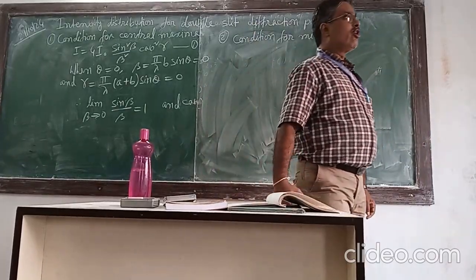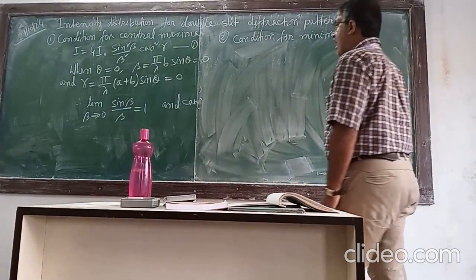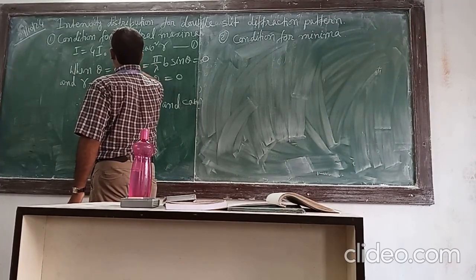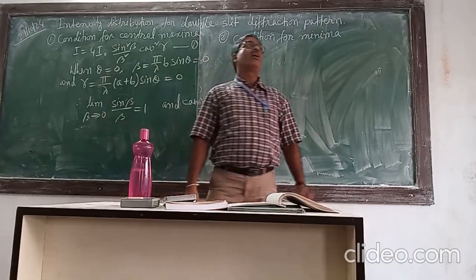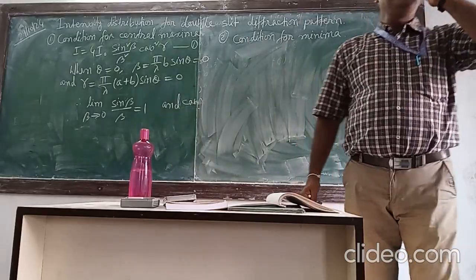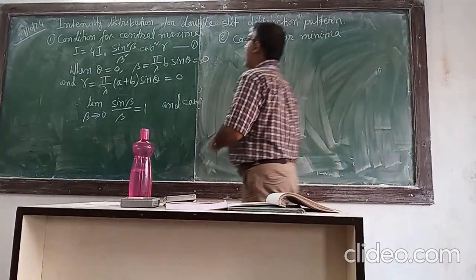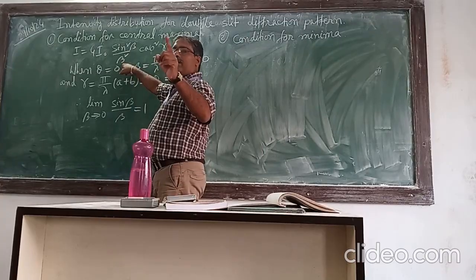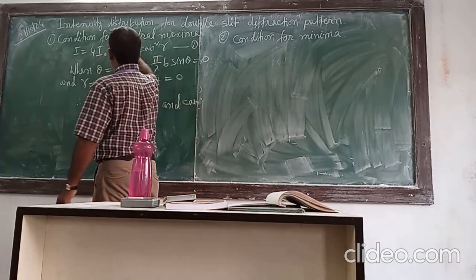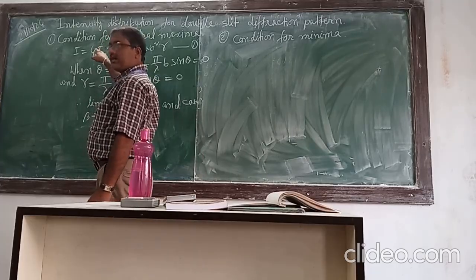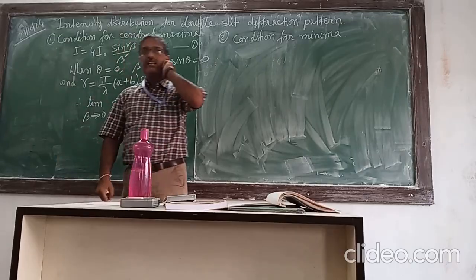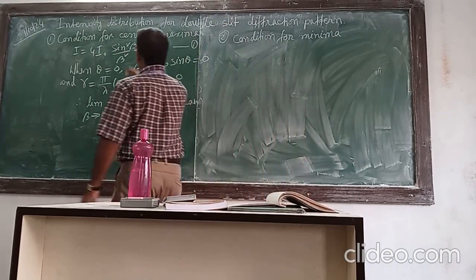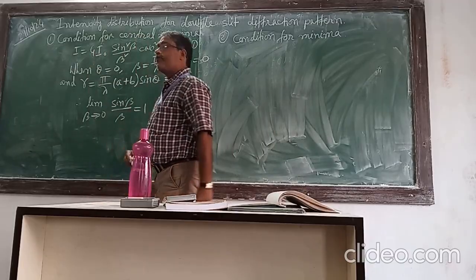the intensity is 0 when sin beta equals 0 but beta not equal to 0. Why? Yesterday we wrote that this is the term for the diffraction. The first one is for the diffraction and the second one is for the interference. So for the diffraction, sin beta equals 0 but beta not equal to 0.